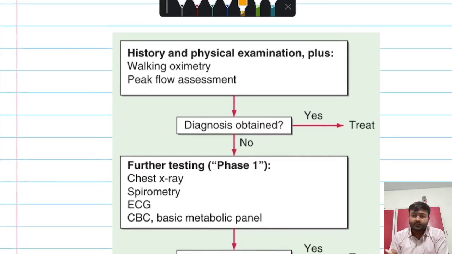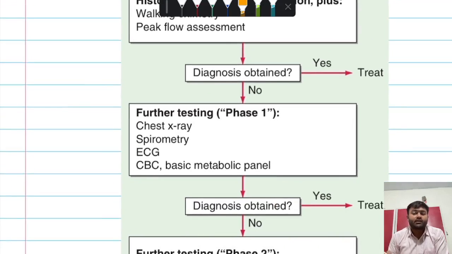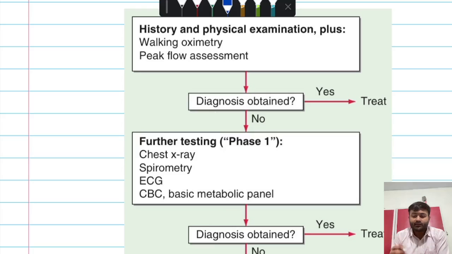So initial testing is obviously guided by history and physical examination, but a general sequence is that the invasiveness of these tests and the cost factor of the testing should be kept in mind, and you should go for a graded investigation. If the patient's initial evaluation does not reveal the diagnosis, only then you can move on to additional testing that will help you obtain a specific diagnosis. So generally we will first go with history and physical examination and walking oximetry, which will confirm that dyspnea is present and it is likely due to a specific etiology.